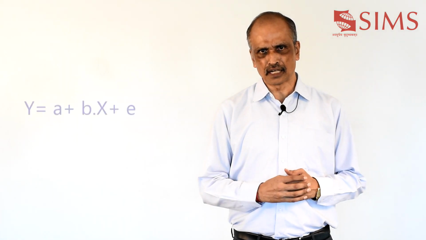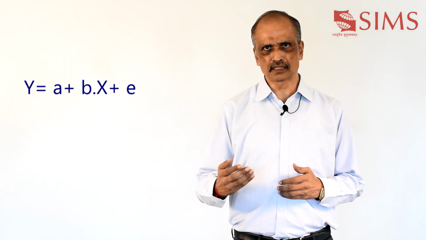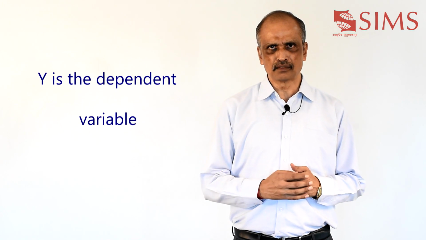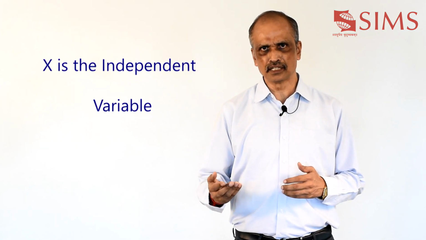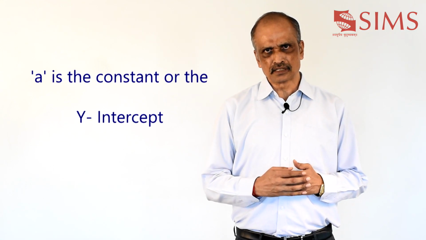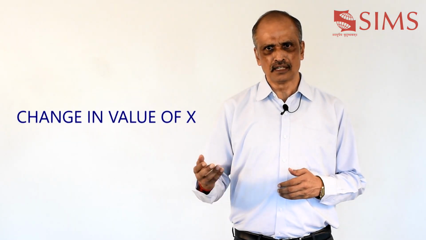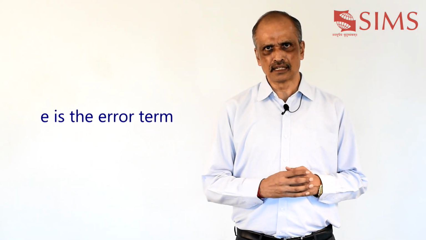So the equation for simple linear regression is y is equal to a plus bx plus e. So y represents the dependent variable, x represents the independent variable, a represents the constant or the y-intercept, and b represents the slope or the change in the value of y due to the change in the value of x. e represents the error term.